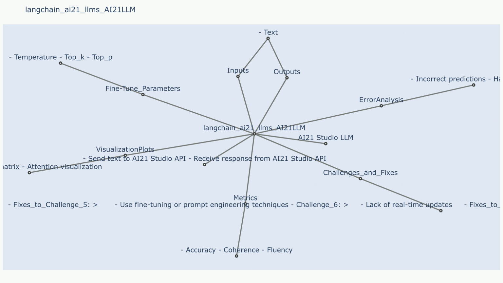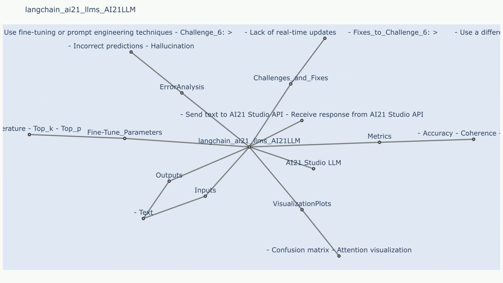Higher temperatures result in more diverse and creative responses, while lower temperatures produce more predictable and consistent outputs. Parameter 2: explain in detail top K and top P. These parameters limit the possible output tokens based on their probabilities. Top K selects the top K most probable tokens, while top P considers all tokens until their accumulated probability reaches a threshold of P.